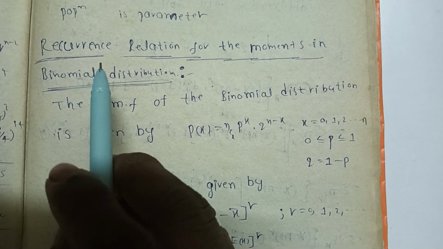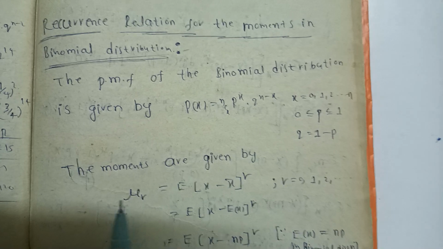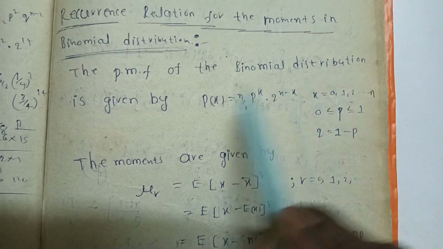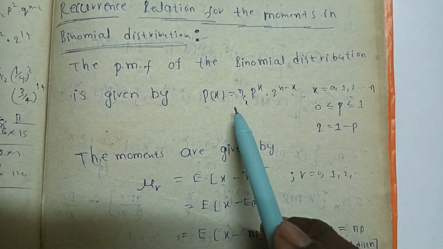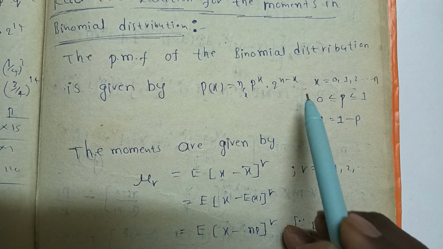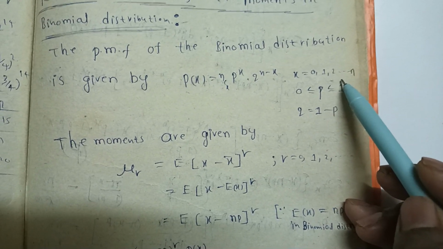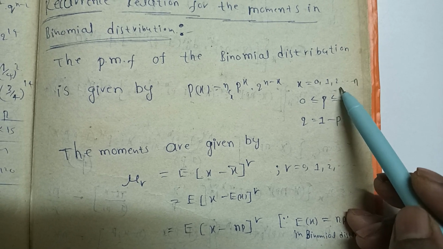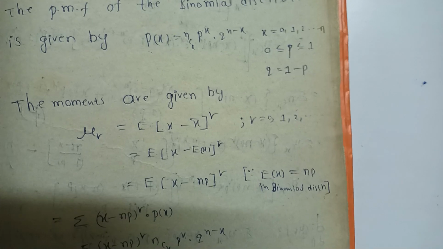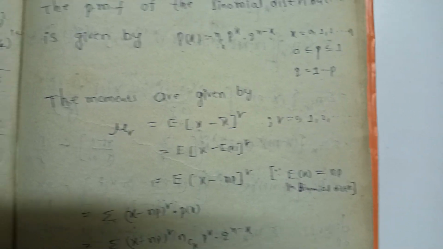Binomial distribution recurrence relation for the moments. Here we are learning the PMF of the binomial distribution, which is given by P of x equals nCx, p to the power of x, q to the power of n minus x, where x can take the values from 0, 1 to n. And p always lies between 0 and 1, q equals 1 minus p.